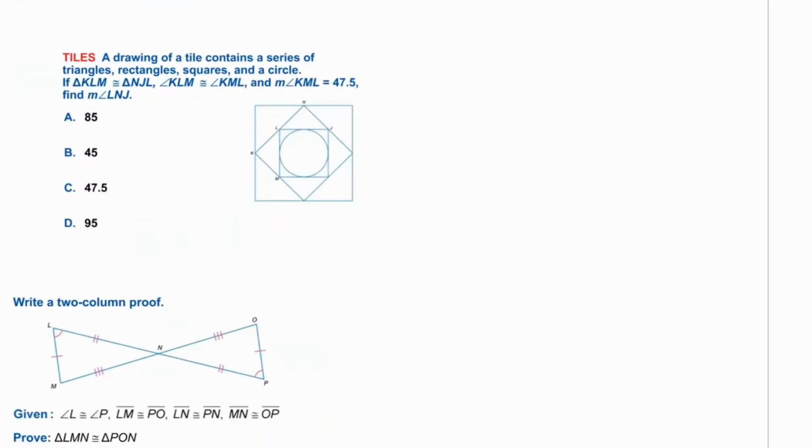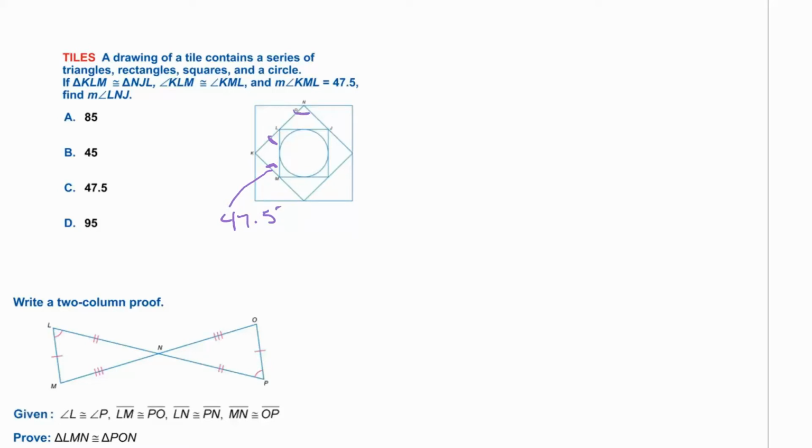A drawing of a tile contains a series of triangles, rectangles and squares, and a circle. If triangle KLM is congruent to triangle NJL, and angle KLM, this angle right here, is congruent to angle KML, which is this angle here, and angle KML is 47.5, find the measure of LNJ. So this one here at the top.